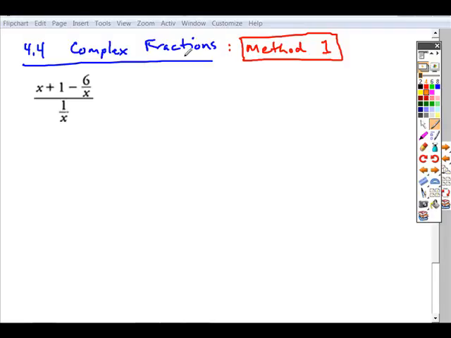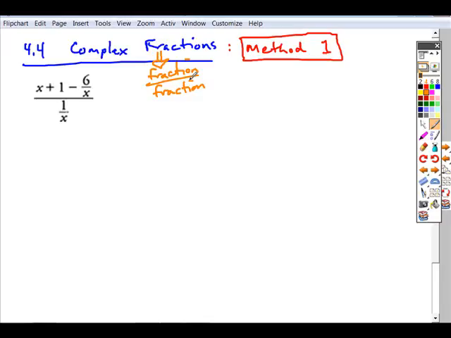Complex fractions. Complex fractions are simply a fraction within a fraction. So if you have one overall fraction and it's made up of one or more fractions inside of that, then it's called a complex fraction. And there's two methods to use to solve this. I'm just going to talk about the first method today because it basically reviews the rest of Chapter 4. I'll talk about the second method next class.